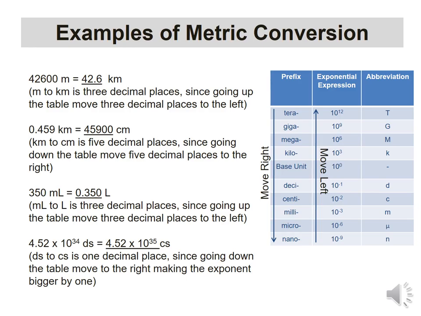And then the last one, we have deciseconds to centiseconds. Kind of a strange sounding unit, but it still works the same. Deci to centi means I'm moving down, so I'm going to move to the right. The difference between deci and centi is simply 1: minus 1 and minus 2 is 1. So I'm basically multiplying by 10 to the 1 power. I don't think I could write that out in any intelligible way, but let me see.